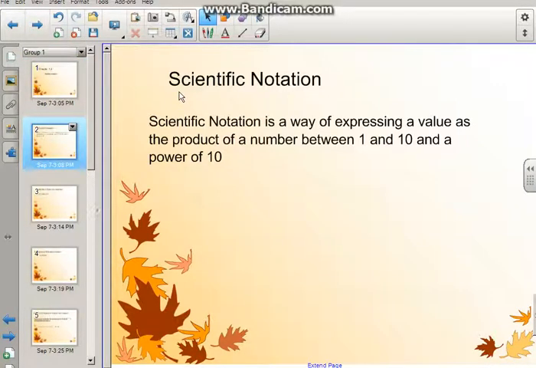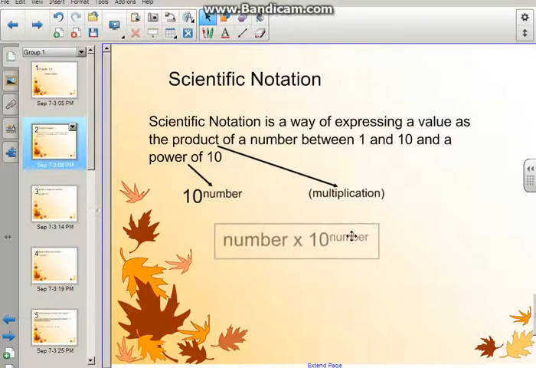Scientific notation is a way of expressing a value as the product of a number between 1 and 10 and a power of 10. So if you remember from math class, product means multiplication. So we want to multiply two things. And a power of 10 is literally 10 raised to some number. So, scientific notation is a way of expressing a value as some number times 10 raised to some number. This is always what a number in scientific notation is going to look like.